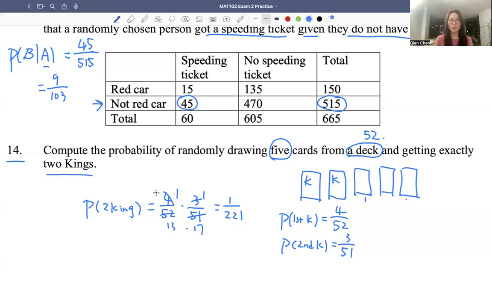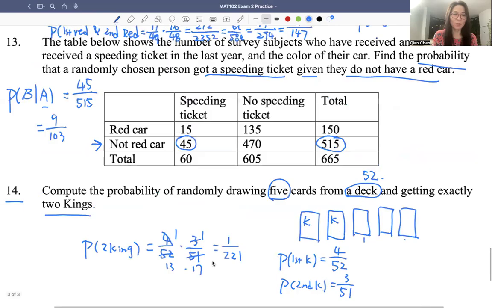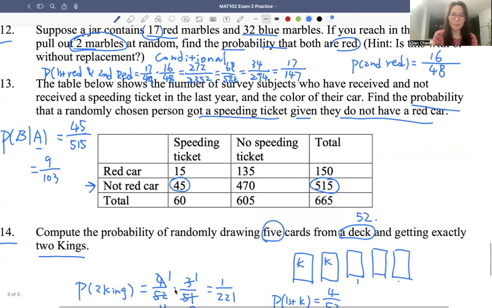The last one is a little bit tricky, because usually we say, okay, we randomly draw 2 cards, what is the probability of getting these 2 cards to be kings? But this one, we just draw 5 cards. However, we only care about 2 being kings. The other 3 can be anything. So it's exactly the same as saying, randomly drawing 2 cards, what's the probability of those 2 cards being kings? Okay, that's it. That's all the questions similar to exam 2.